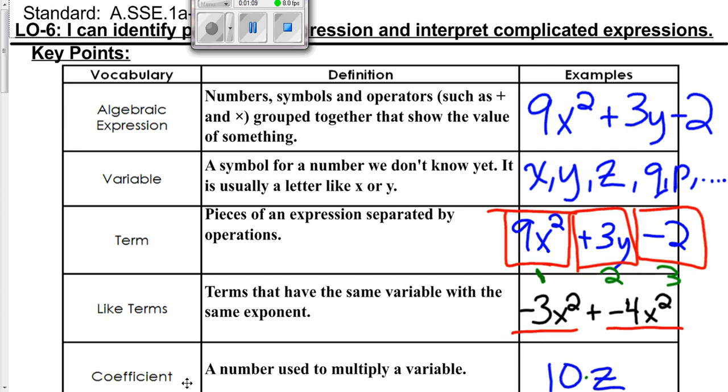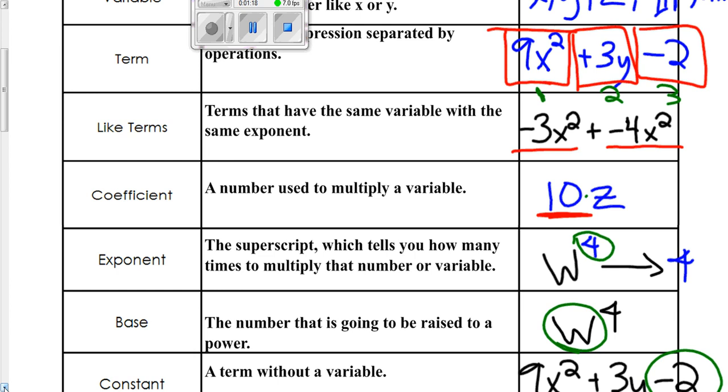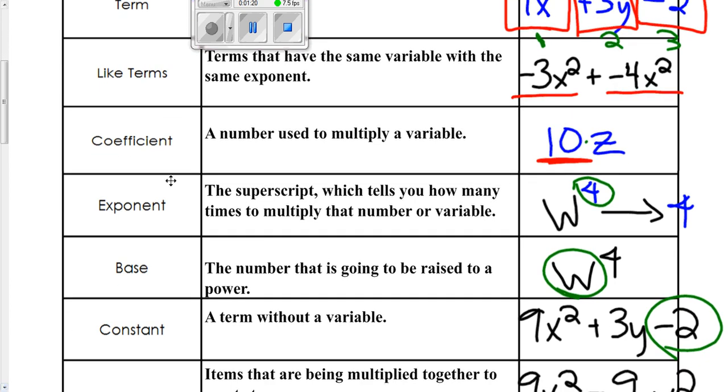Coefficient: a number used to multiply a variable, like 10 times z or 10z. 10 would be the coefficient. Exponent: the superscript, which tells you how many times to multiply that number or variable. Like w to the fourth power. It tells you how many times to multiply w. So 4 would be the exponent. Base: the number that is going to be raised to the power, such as w.